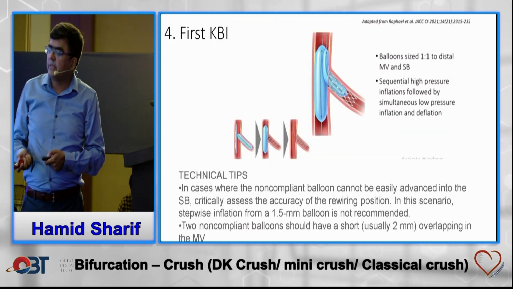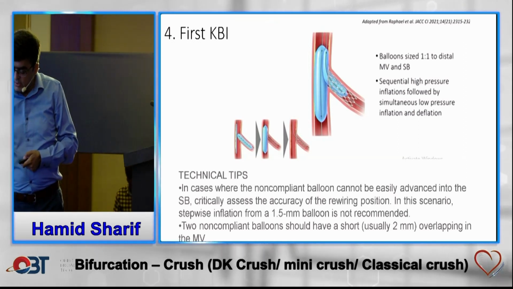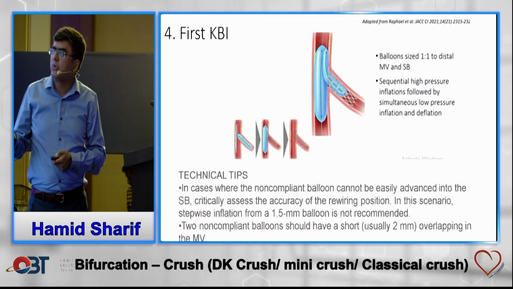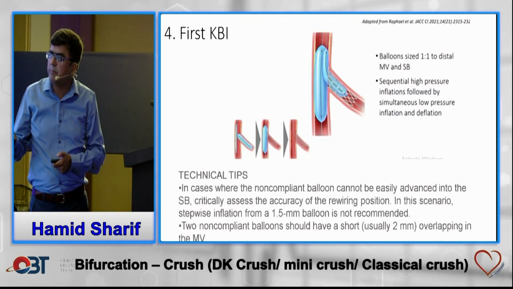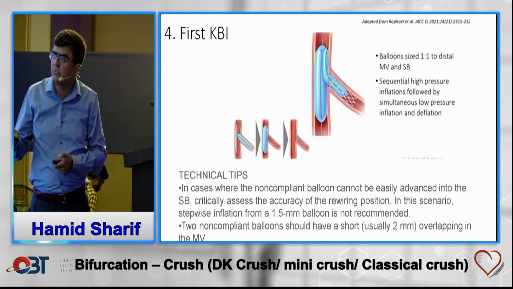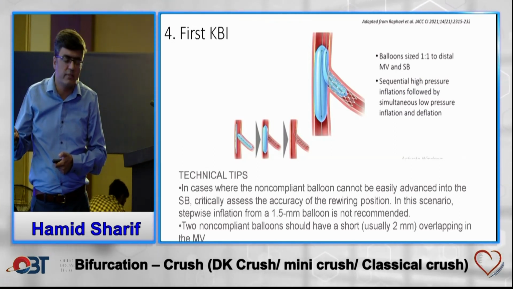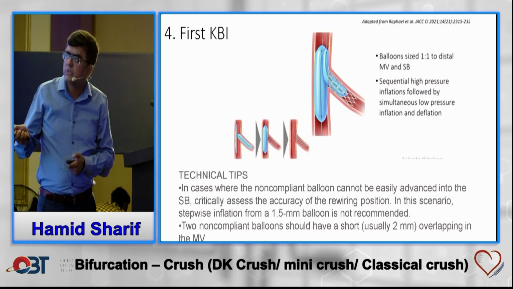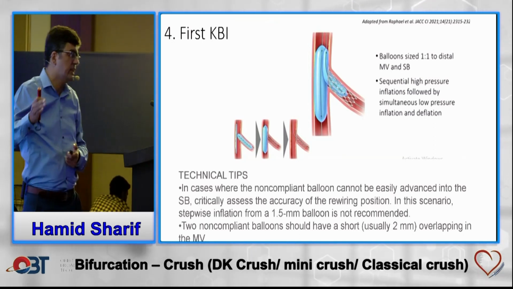The other technical tip is that two non-compliant balloons should have a short, usually 2 millimeter overlap in the main branch. So the overlap in the main branch is very important. It should be just a short one, to make sure, because maximum pressure will be applied on the ostium of the side branch and also in the main branch. If we go further back, the pressure distribution in the ostium of the side branch stent won't be appropriate. So that is why we should be as close to the side branch with a minimal 2 millimeter overlap. So this is the first KBI.